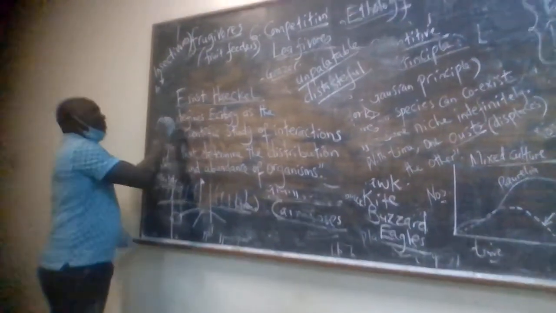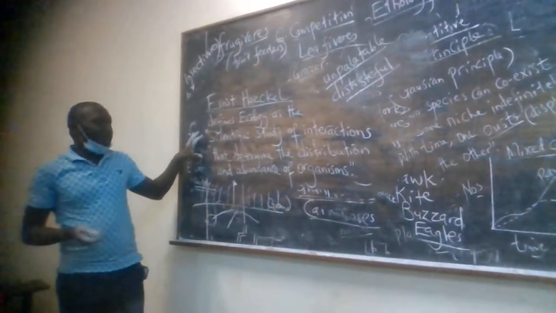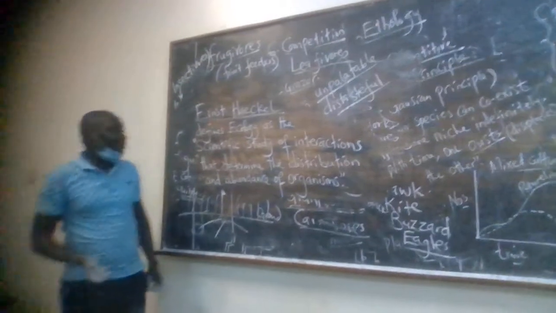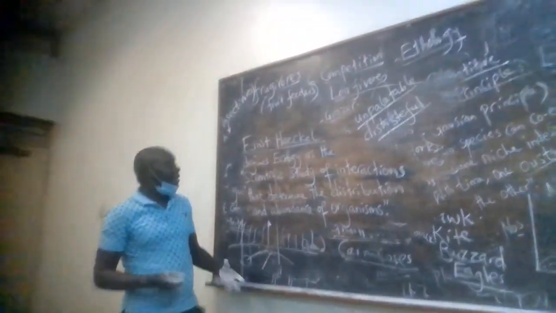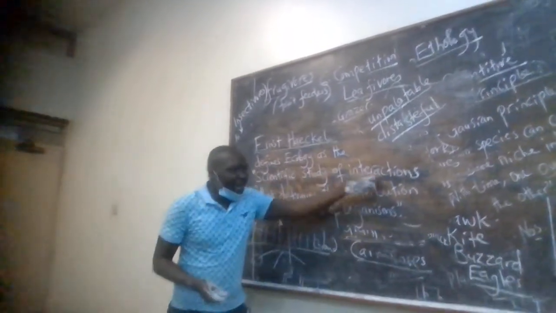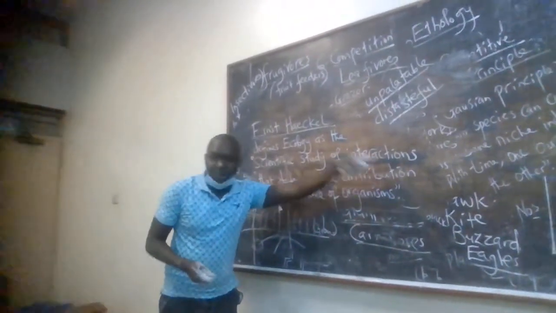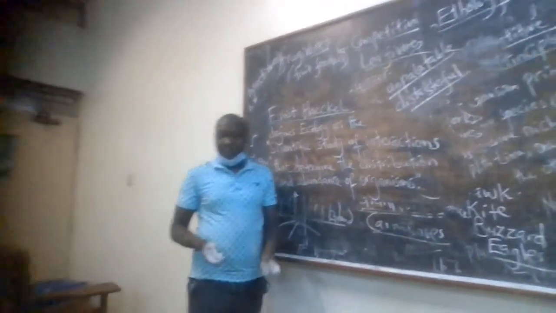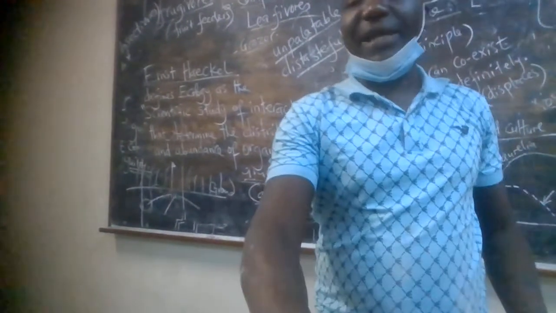So that definition by Ernest Haeckel, just in 1985, summarizes whatever we've been discussing. It says ecology is the scientific study of interactions that determine the distribution and abundance of what? Of organisms.